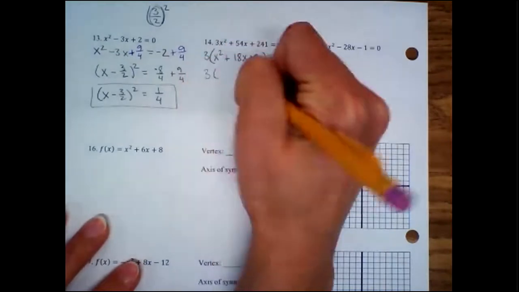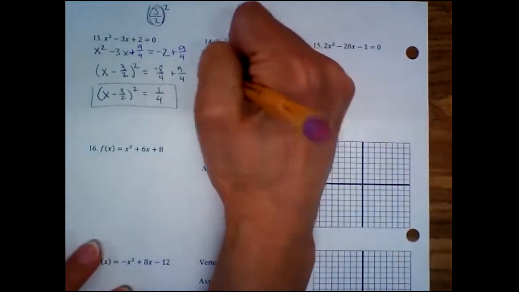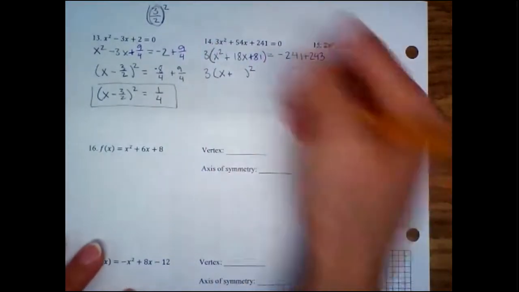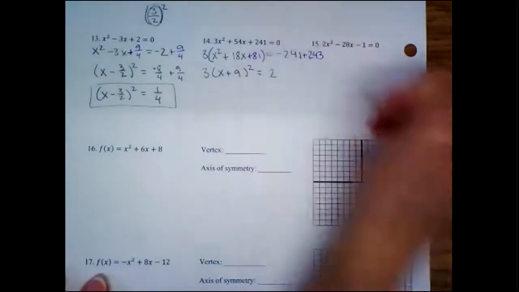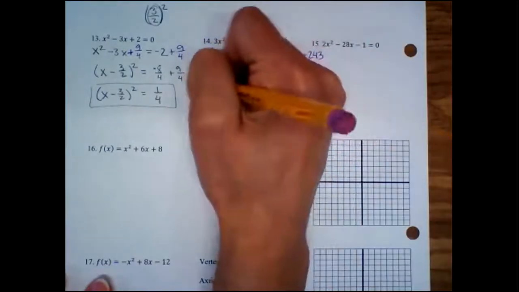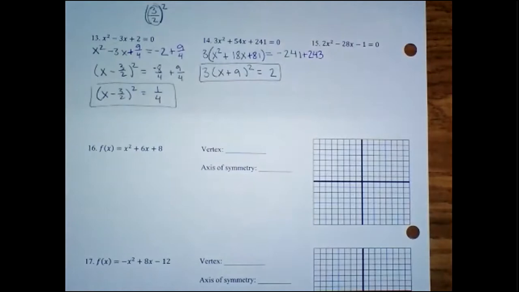All right, so what would go in the parentheses when we have something squared? It'll be x plus what? And then squared. Good, 9 equals, and then negative 241 plus 243 would be 2. If you're like, hey, that was kind of a lot, I need another example, I've got you. I've got one right here.